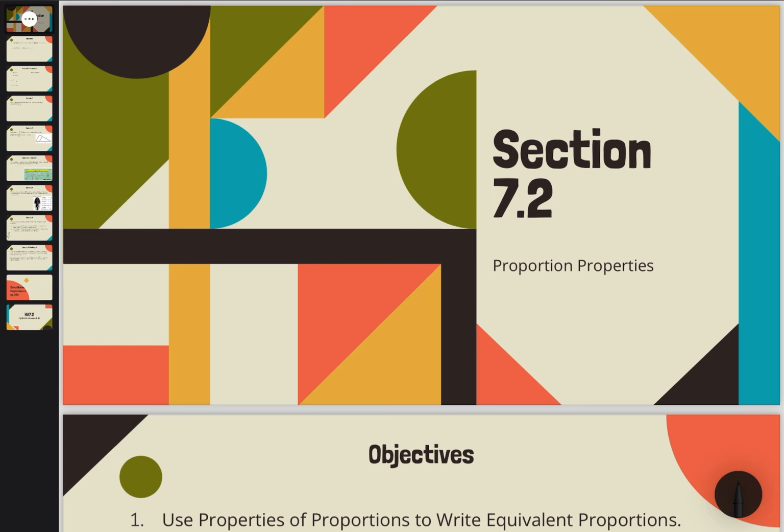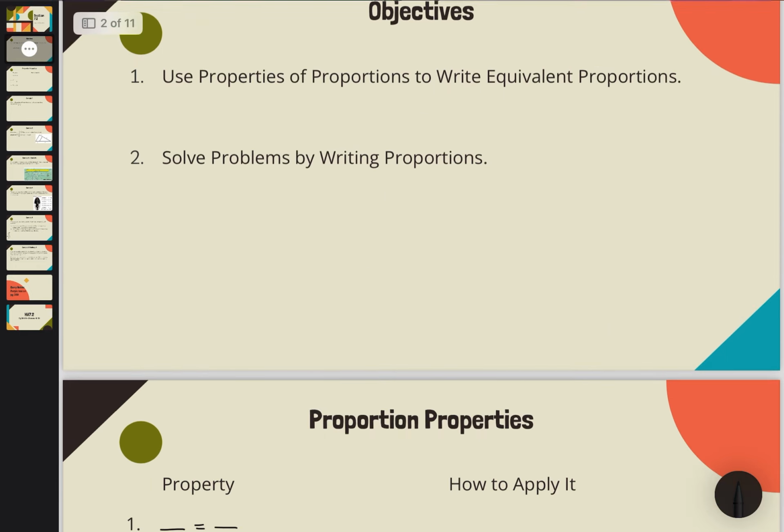Section 7.2, we were talking about proportions and the properties of proportions. Yesterday we started out a little bit with proportions. We talked about ratios, setting up proportions. Today we're going to continue on with that, and we are going to use these properties to write equivalent proportions. So some of these examples will just be practice writing these and rearranging them and manipulating them, and eventually we'll be able to actually solve some problems by writing proportions.